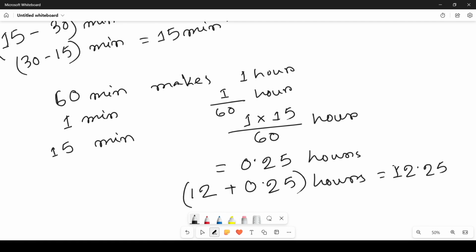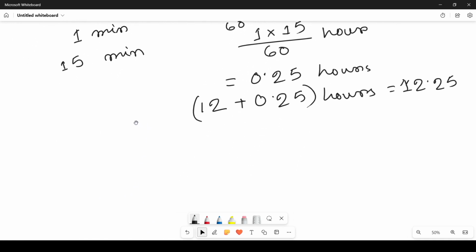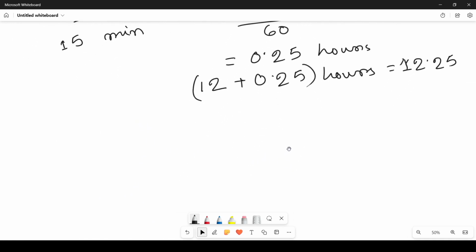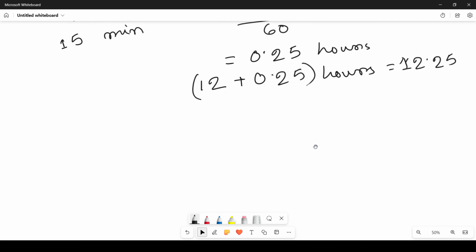12.25 hours. And then you can do anything with these hours. You can calculate salaries, you can calculate time.